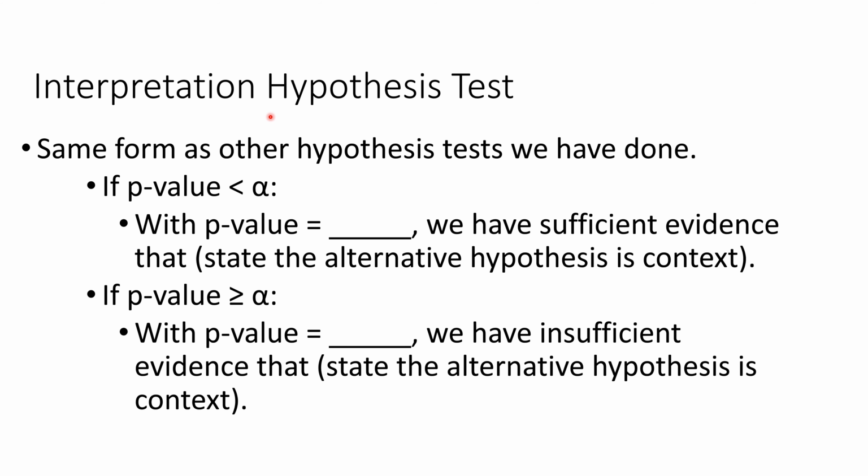Here is how we can interpret the hypothesis test. It is in the same form as other hypothesis tests we have done. If the p-value is less than the significance level, then we say with the p-value equal to some number, we have sufficient evidence that the alternative hypothesis is true. If the p-value is larger than or equal to the significance level, we say with the p-value equal to some number, we have insufficient evidence that the alternative hypothesis is true.